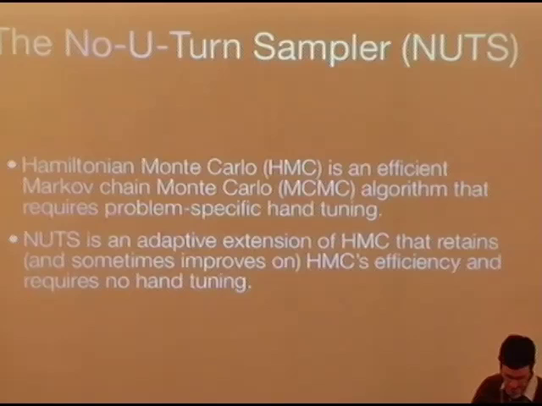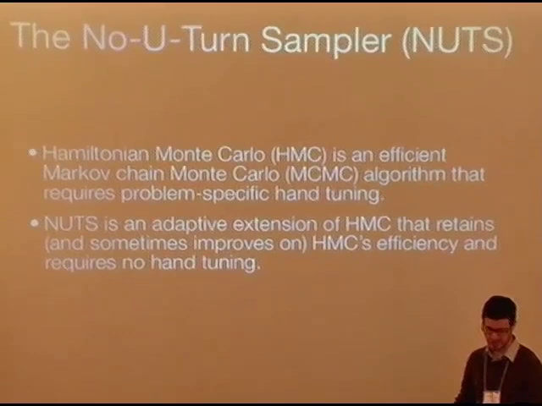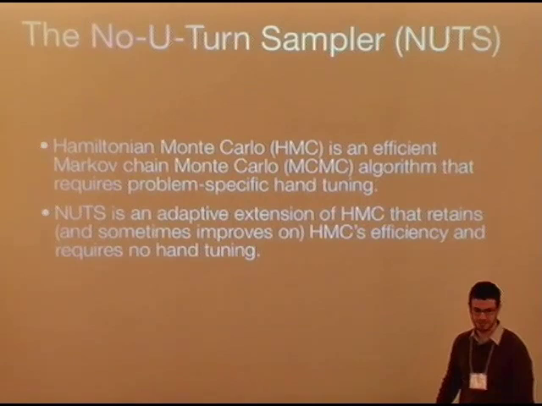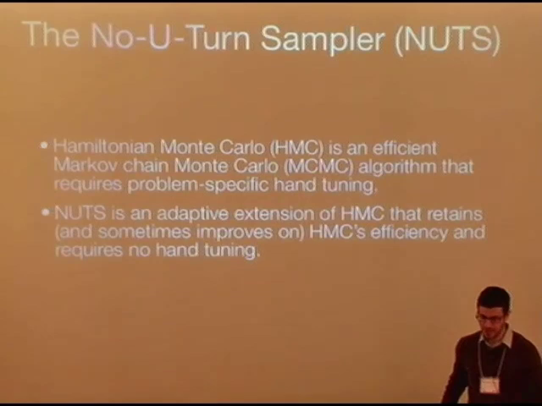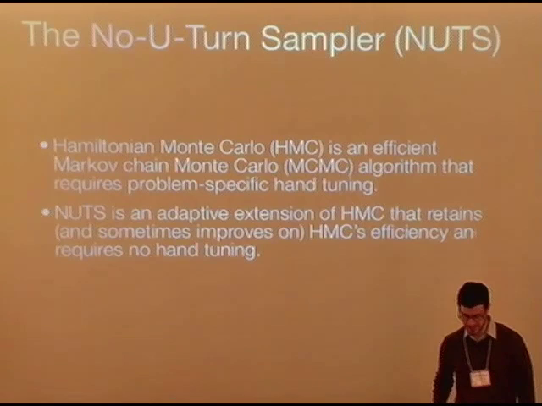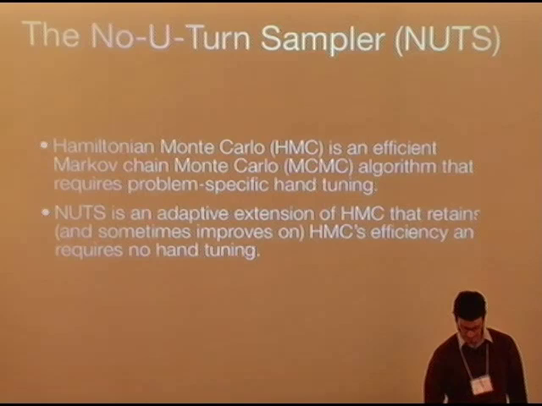NUTS is an extension of Hamiltonian Monte Carlo, or HMC algorithm, also known as hybrid Monte Carlo, which is an efficient MCMC algorithm that gets a lot less efficient if you get your problem-specific hand-tuning wrong. The primary point of NUTS is to be an adaptive extension of HMC that retains, and in some cases actually improves on, HMC's efficiency while getting rid of this need to hand-tune your problem-specific parameters, which is both annoying and actually expensive.